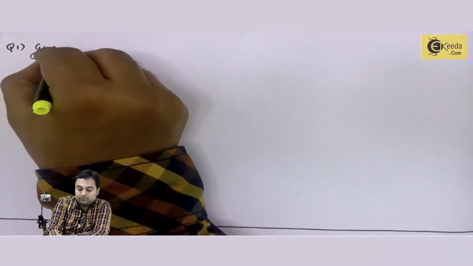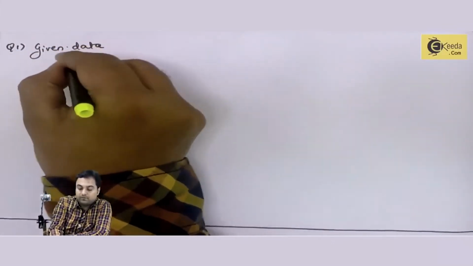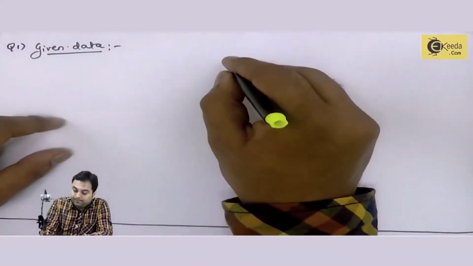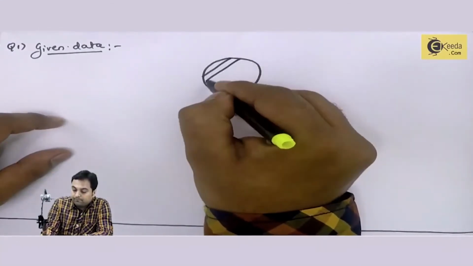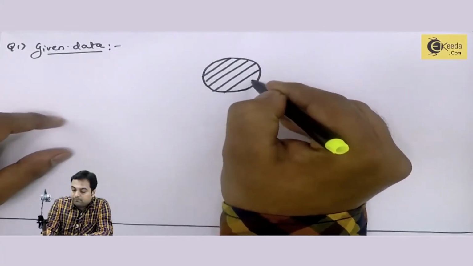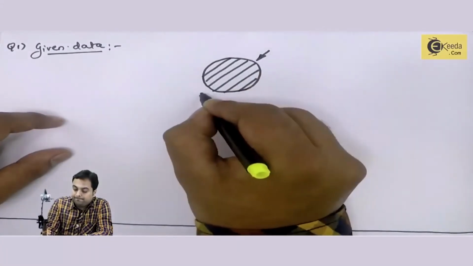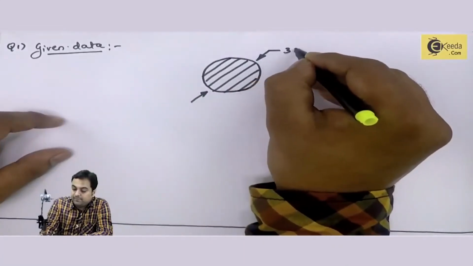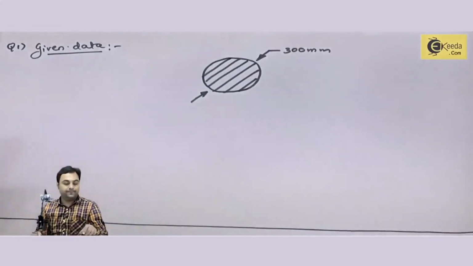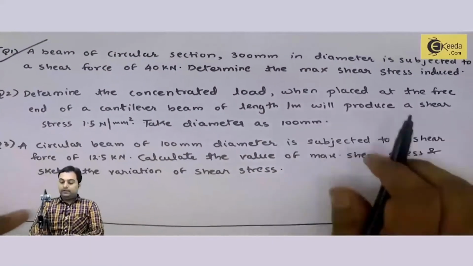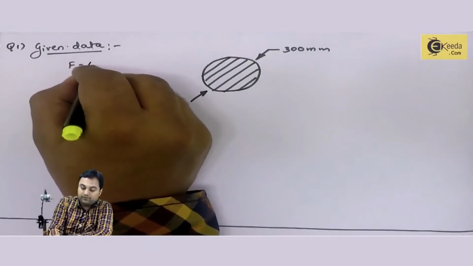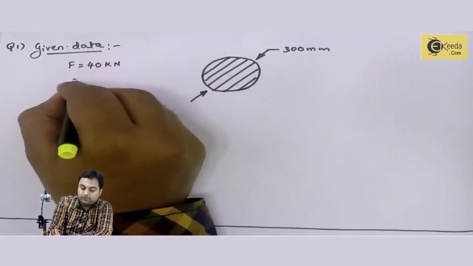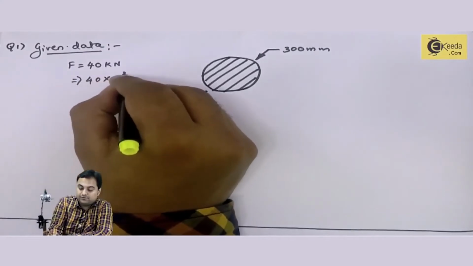So I'll write the data. Here we have a circular section having its diameter as 300 mm. Fine. Now, it is subjected to a shear force of 40 kilonewton. So F is 40 kilonewton, or you can say this is 40 into 10 raised to 3 Newton.